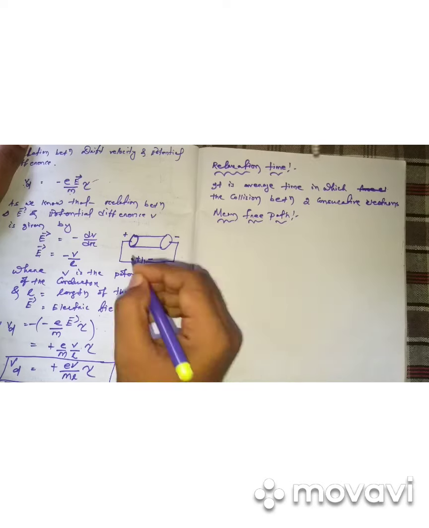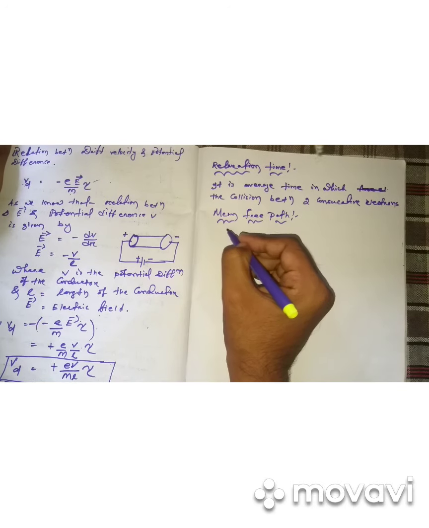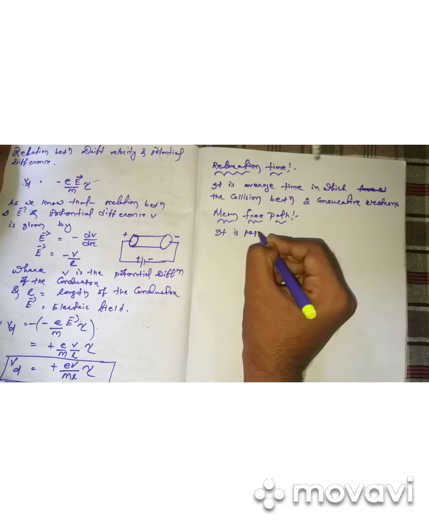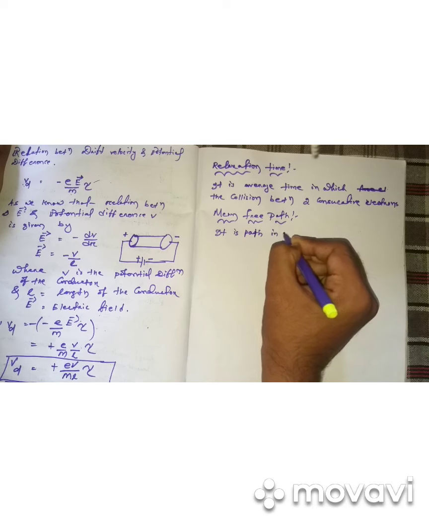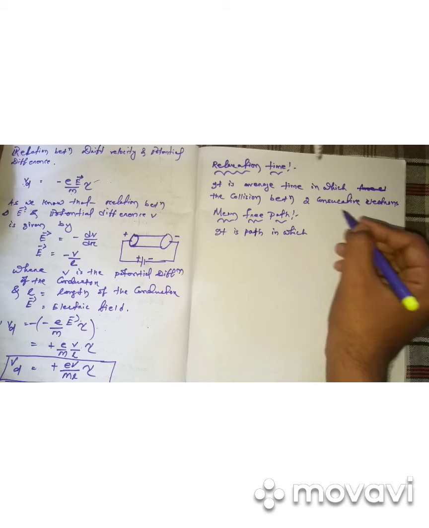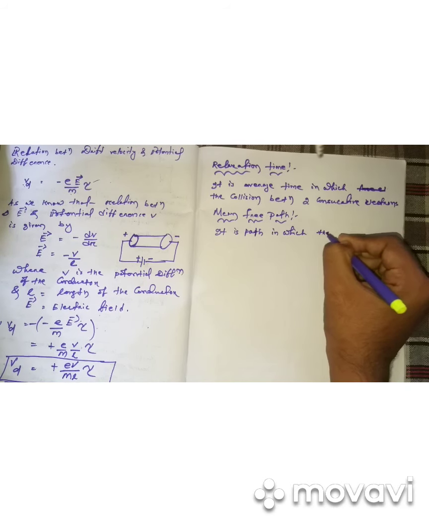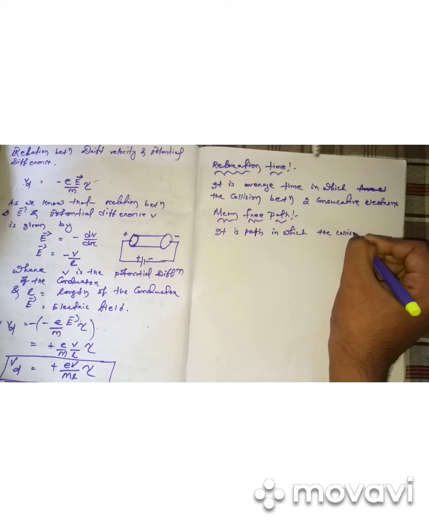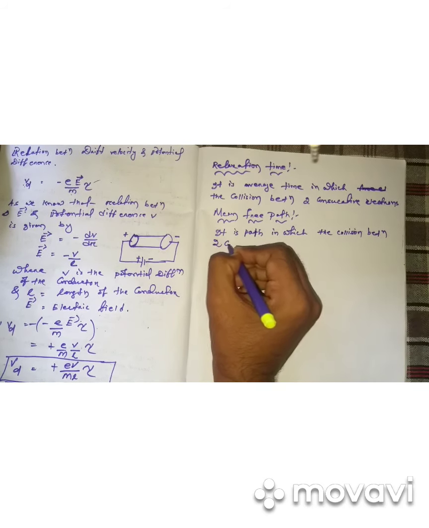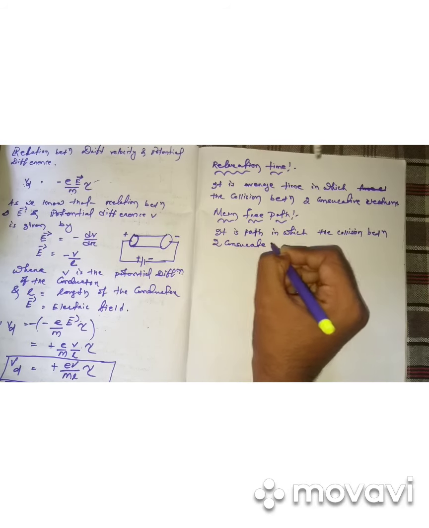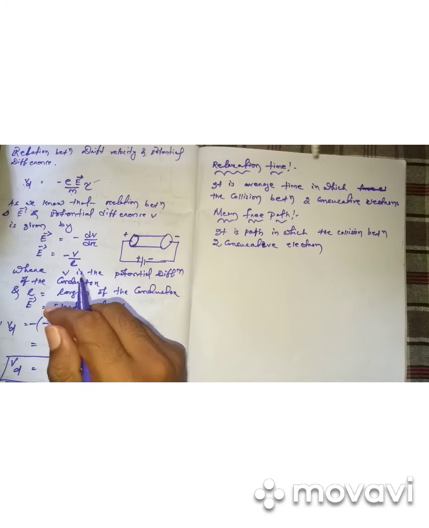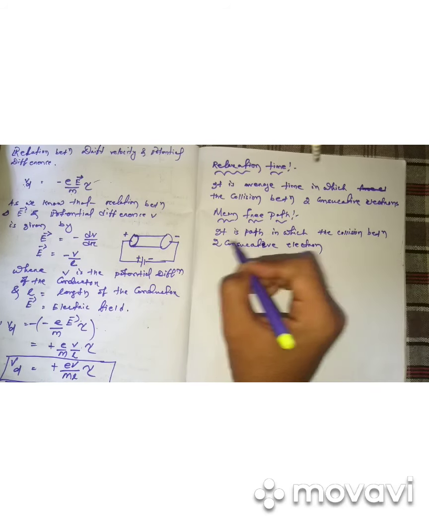What do I mean by free path? It is a path in which the collision between two conjugative electrons takes place.